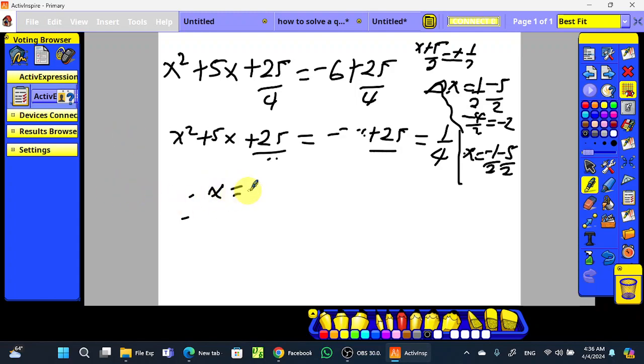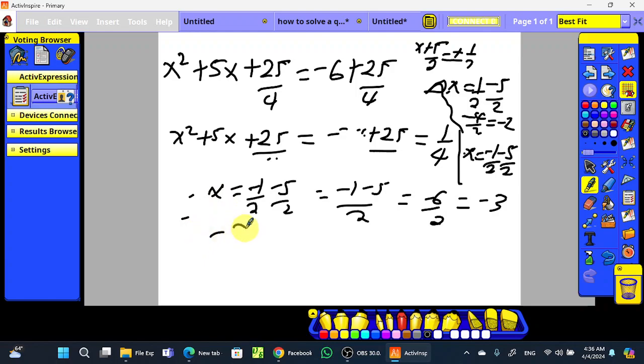X is equal to minus 1 over 2 minus 5 over 2. This is minus 1 minus 5 over 2. This is minus 6 over 2, which is equal to minus 3. So in both cases, the answer is minus 2 or minus 3. Those are the solutions or roots. So this is how we solve a quadratic equation in the three ways.